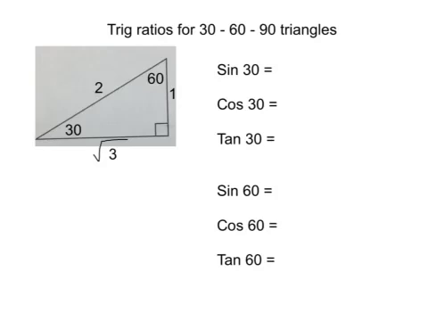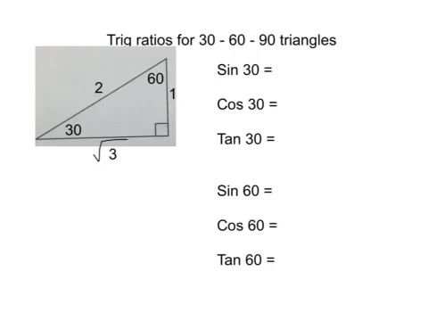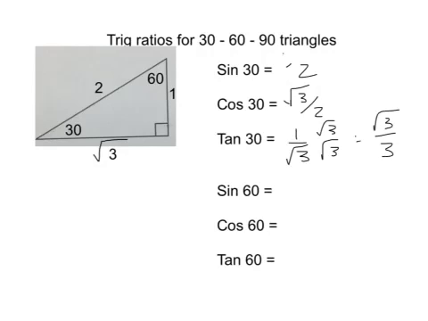Using our ratios for special triangles, the 30, 60, 90, we can find the sine, cosine, and tangent of the 30 and the sine, cosine, and tangent of the 60-degree angle. You will be expected to memorize these and know them. They're to your benefit. So the sine of 30 degrees is 1/2. The cosine of 30 degrees is root 3 over 2. And the tangent is 1 over root 3. Or if you rationalize it, you multiply the top and bottom by root 3, you might have it as root 3 over 3.